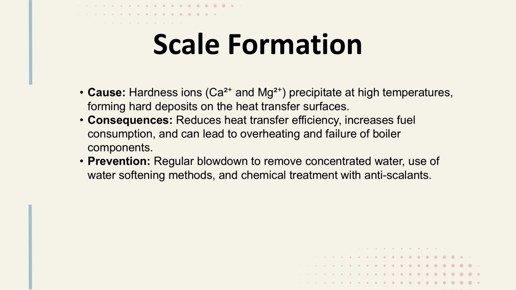To prevent scale formation, regular blowdown procedures should be conducted, where concentrated water is drained from the boiler. Additionally, water softening and chemical treatment with antiscalants can be used to control hardness levels and prevent scale buildup.